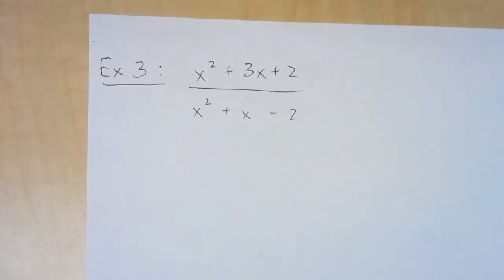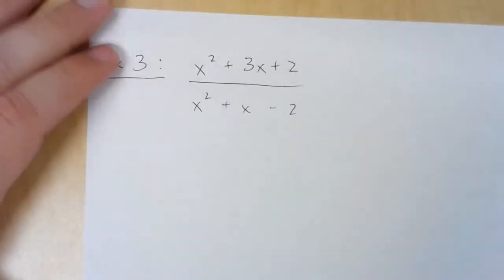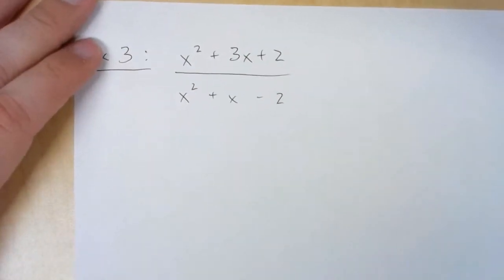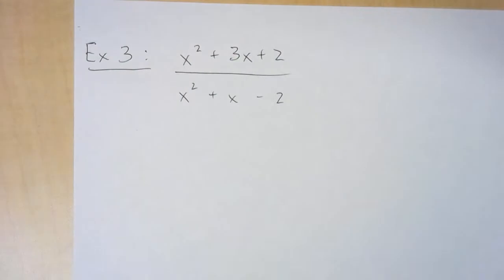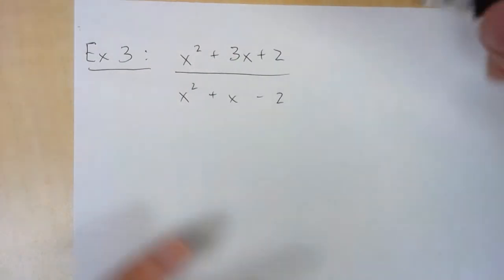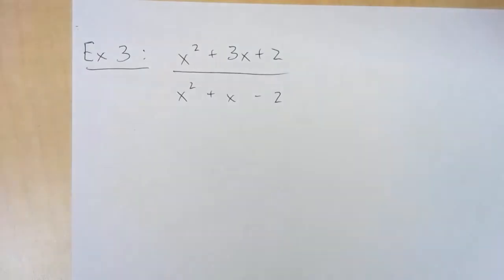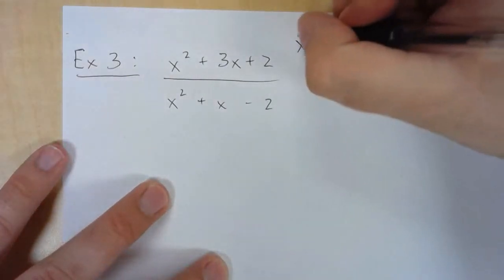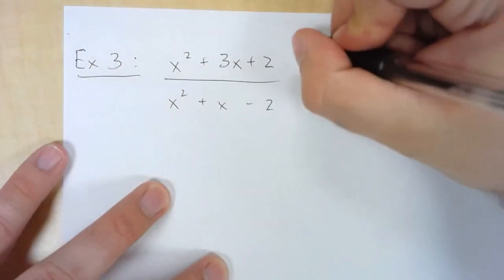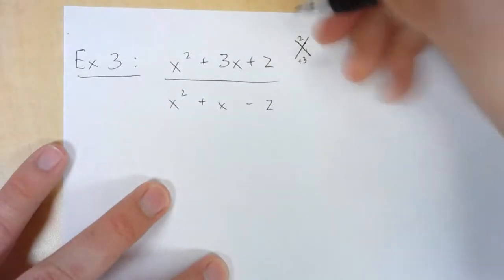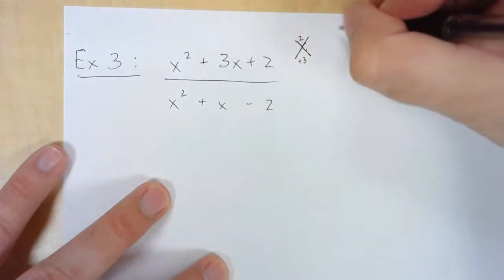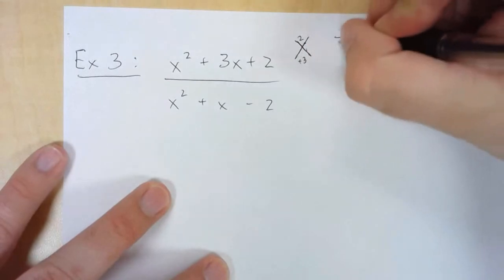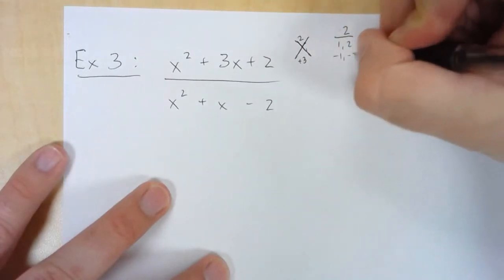Okay, let's look at our last example, which is example 3. x squared plus 3x plus 2, all divided by x squared plus x minus 2. So I'm going to try to factor this first. And don't forget we can factor this using trinomials. So I need numbers that multiply to give us 2 and add to give us 3. Numbers that multiply to be 2 are 1 and 2, and negative 1 and negative 2.